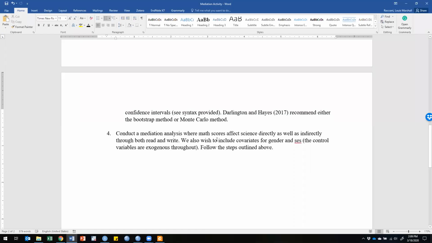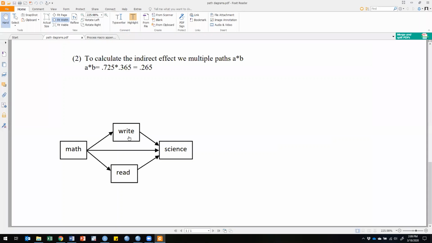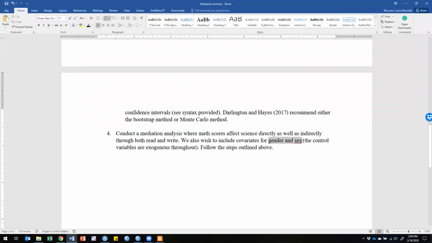A couple things that are different about this model is that we have 2 mediator variables and we have 2 additional control variables here for gender and SES. And so a little hint is when we're calculating total effects, direct effects, and the mediator effects, we want to include gender and SES in all of those models, since they are exogenous throughout. They'll show up in each one of those models.